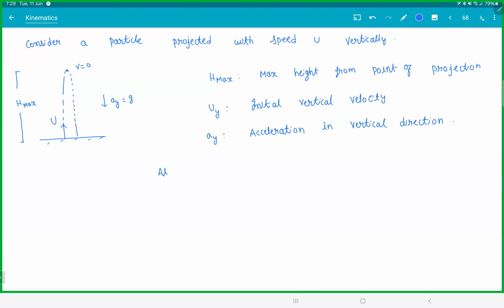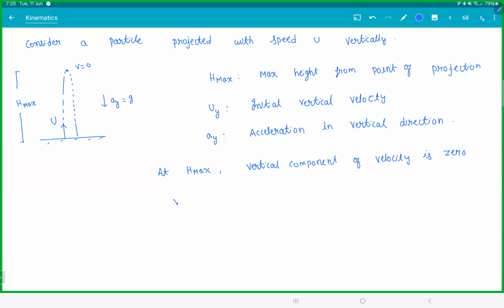Now, at the maximum height, the velocity becomes 0 for a moment. Obviously, think about it. If the velocity is not 0, why will it stop? It will continue to go ahead. That means that is not the maximum height. The vertical component of velocity is 0.